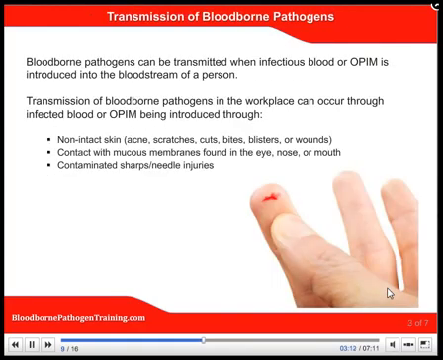Transmission of bloodborne pathogens. Bloodborne pathogens can be transmitted when infectious blood or other potentially infectious material is introduced into the bloodstream of a person. Transmission in the workplace can occur through infected blood or other potentially infectious materials being introduced through non-intact skin: acne, scratches, cuts, bites, blisters, or wounds; contact with mucous membranes found in the eye, nose, or mouth; contaminated sharps or needle injuries.